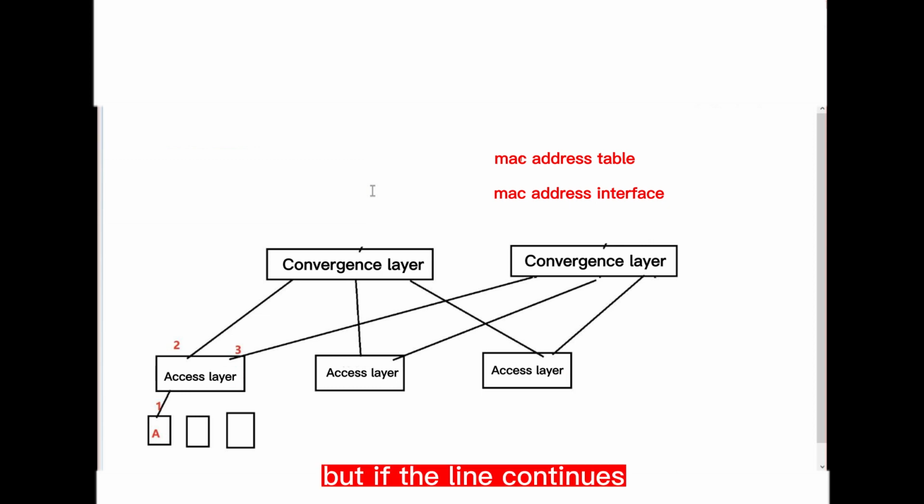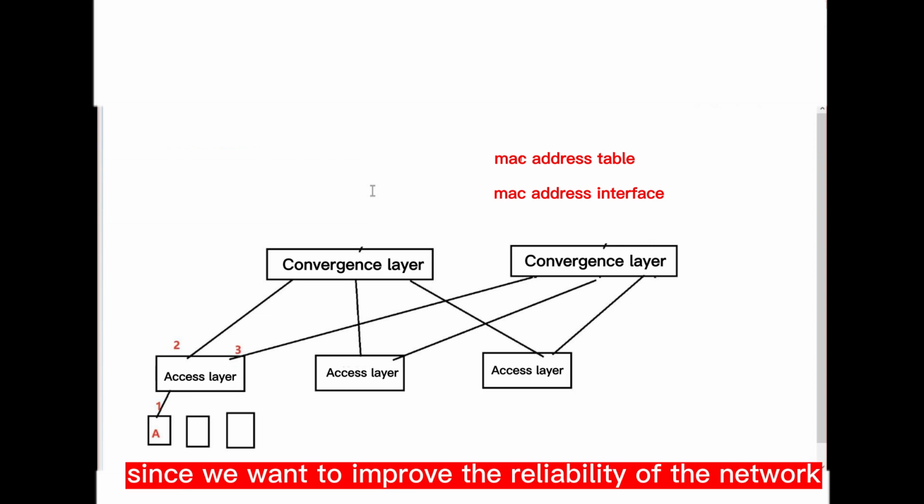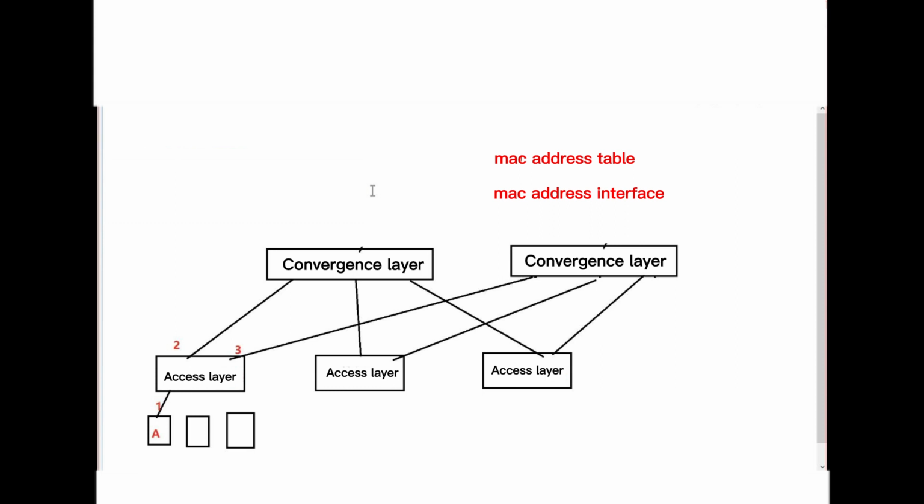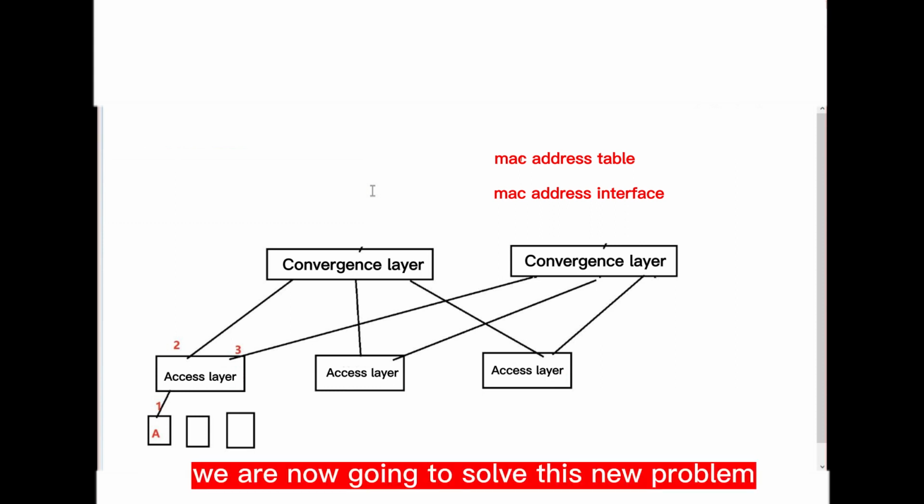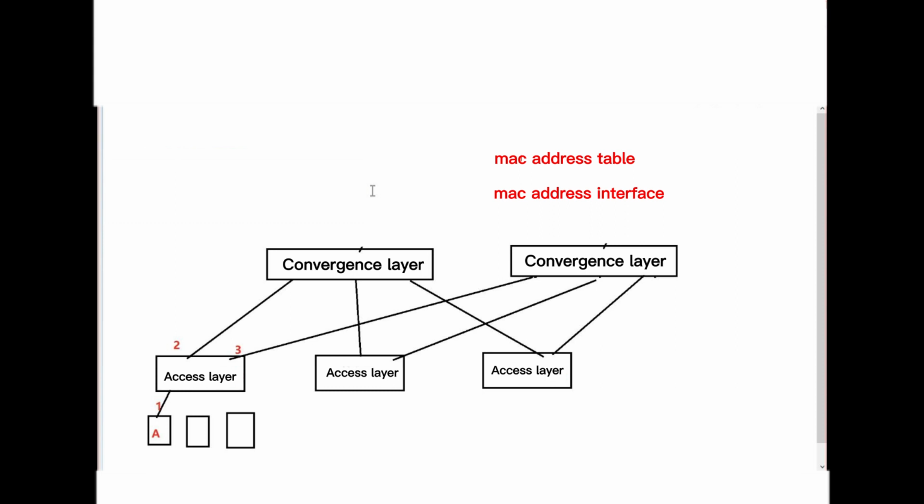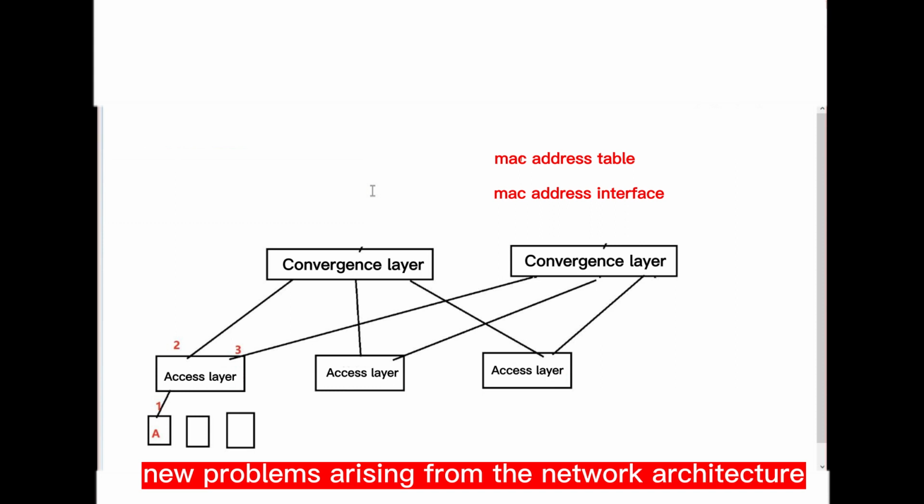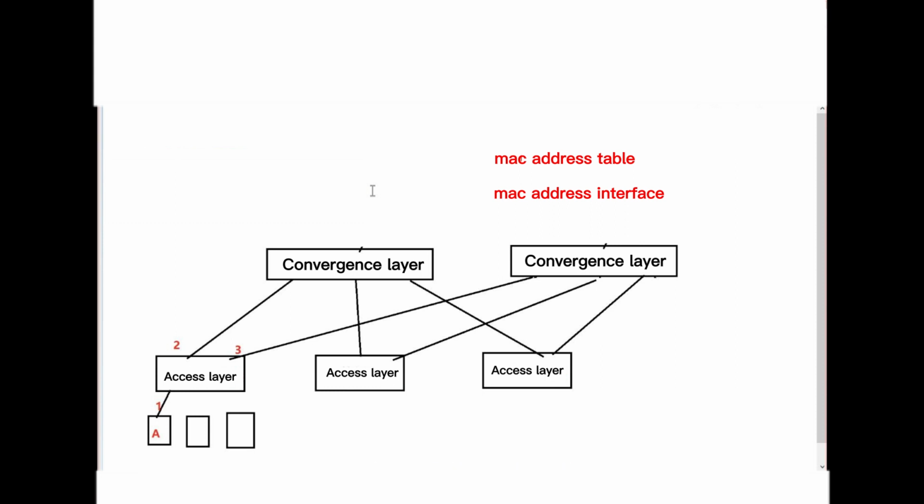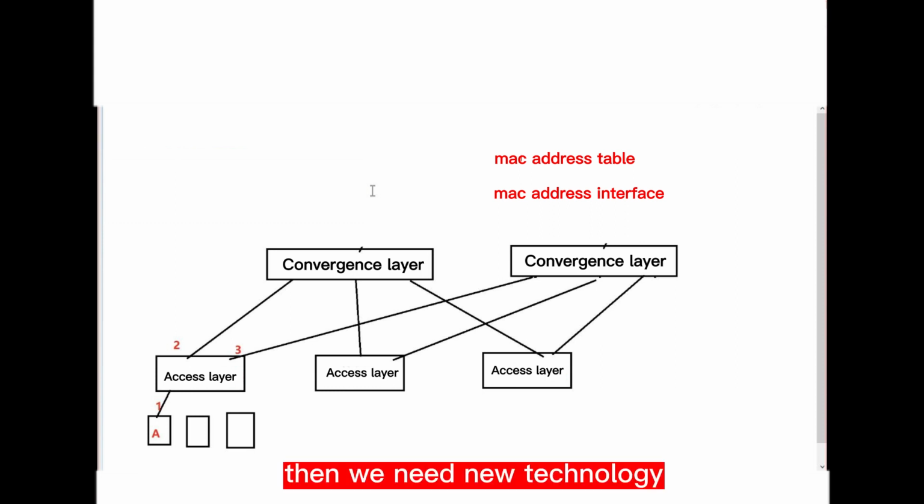But if the line continues, this problem can't be solved. Since we want to improve the reliability of the network, it will bring some new problems in the network. We are now going to solve this new problem. We want to keep the network architecture like this, and at the same time, the new problems arising from the network architecture must be solved. Then we need new technology.